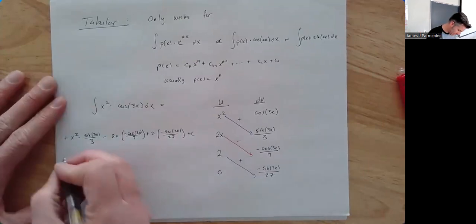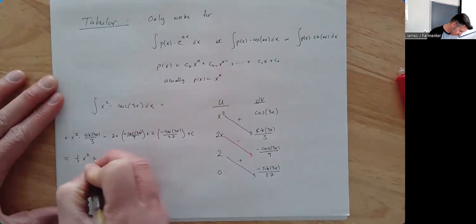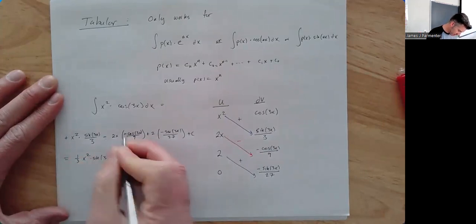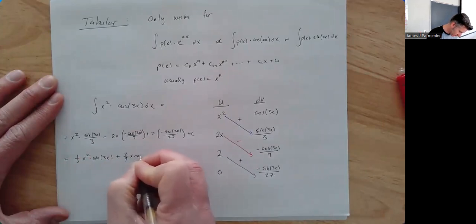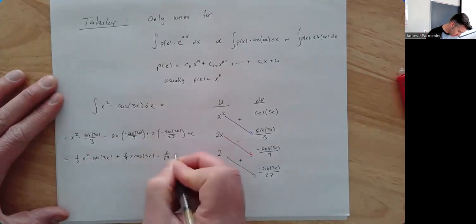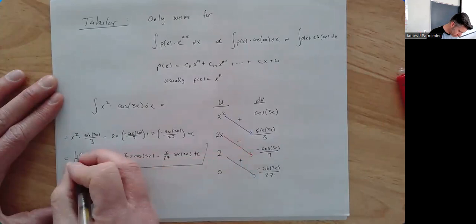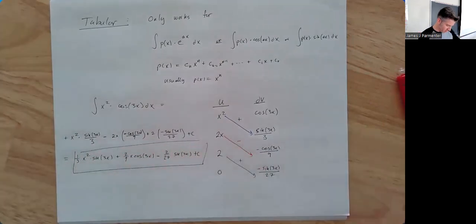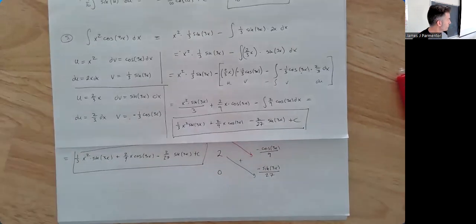If I was fixing the signs, I would write this as 1/3 x squared times sine of 3x, minus and minus is plus, 2/9 x cosine of 3x, minus 2/27 sine of 3x, plus c, which should be exactly the same as what we got before if I didn't make any mistakes. And it is.